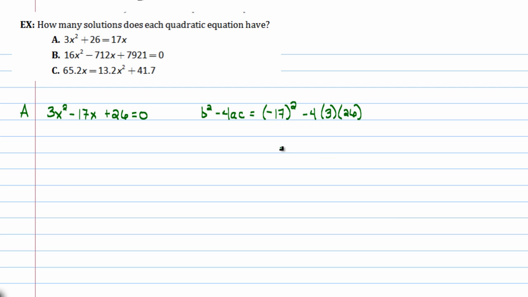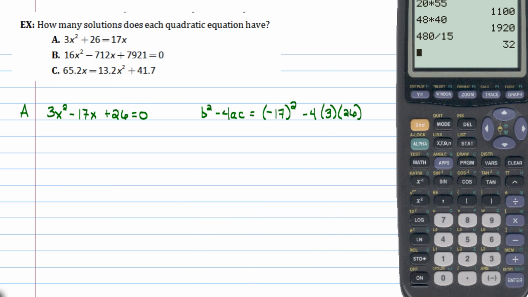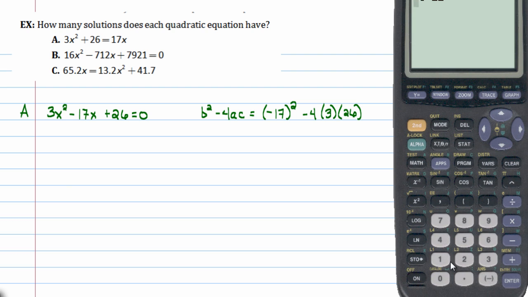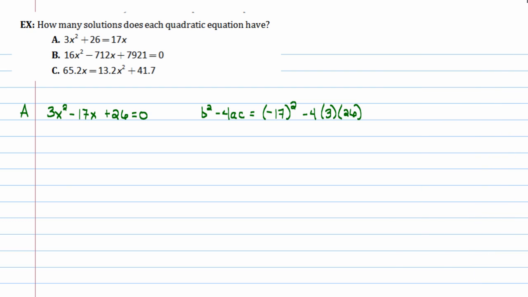Now, I'm not really too concerned about what the actual number is. I'm more concerned about whether it's positive or negative. So let's do 17 squared and then minus 4 times 3 times 26. That's a negative number. And that's really all I care. I don't really care what the number is, unless I'm actually trying to solve this, but I'm not really trying to solve it. All I want to know is, is the discriminant positive, equal to 0, or less than 0? And here it's less than 0, which implies we have 2 complex number solutions, right?